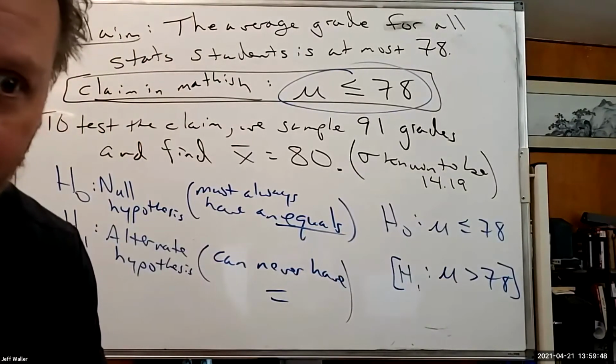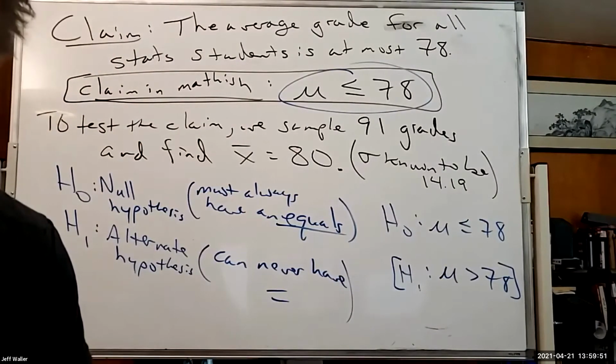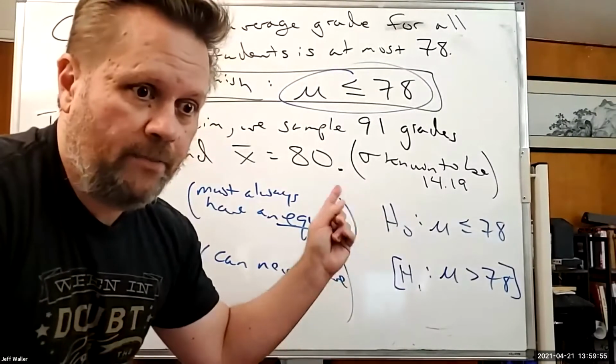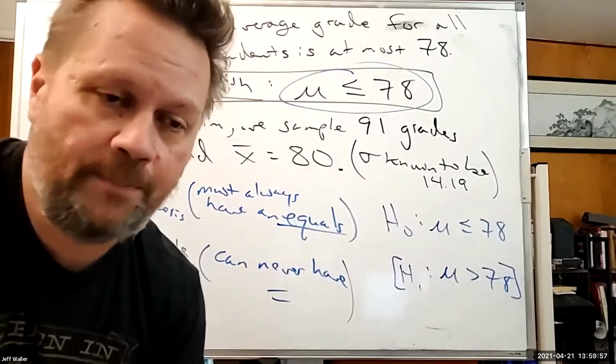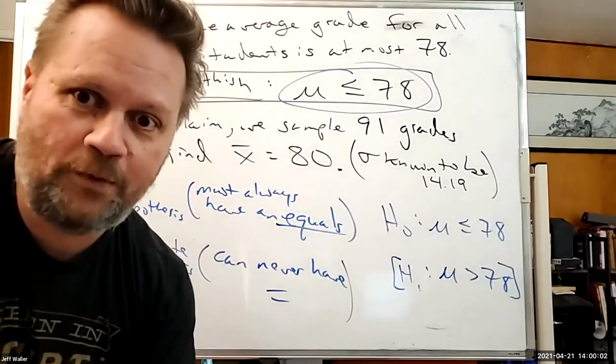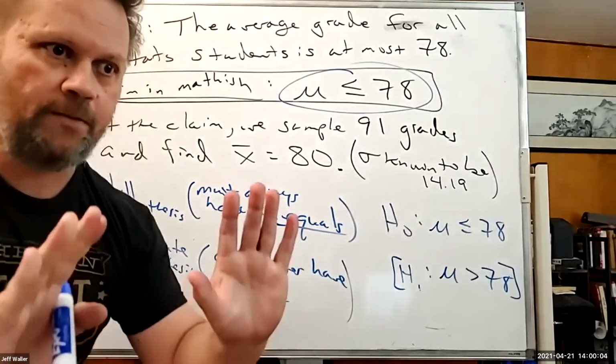Is the actual mean 80? No. The sample mean is 80. So the fact that the sample mean is bigger than 78 doesn't tell us anything about the actual mean. I don't know what the actual mean is doing, right? No, stay with me.